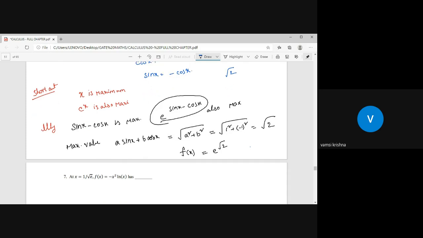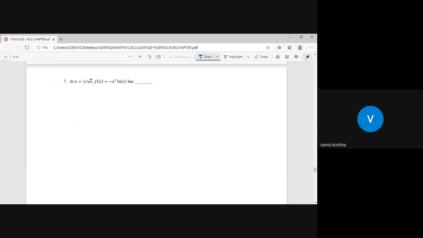Okay, students, another GATE problem. At x is equal to 1 by root e, if the given x is 1 by root e, then f of x is equal to minus x square ln x, the logarithm of x. At x is equal to 1 by root e, the x value is 1 by root e.